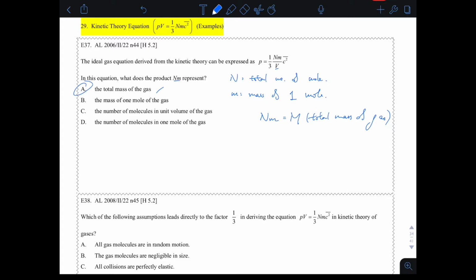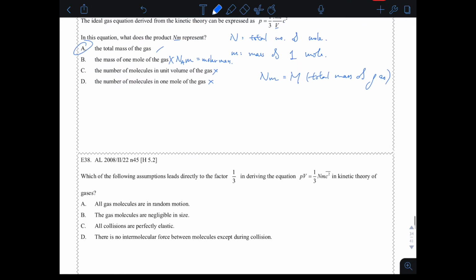The mass of one mole of the gas is in fact calculated by NAm, because NA is the number of molecules for one mole, and this is also called the molar mass. If you study chem, you have to know this, and even if you're studying physics, somehow you need to know this. Later on, we will go through it in more detail in radioactivity, book 5. This is wrong. The number of molecules in unit volume, this is all wrong already. Okay, so the answer is A.